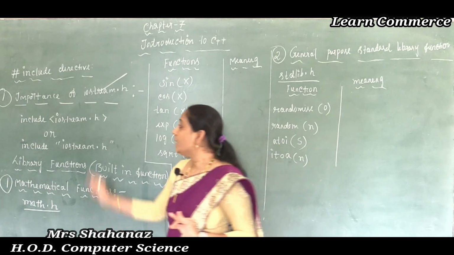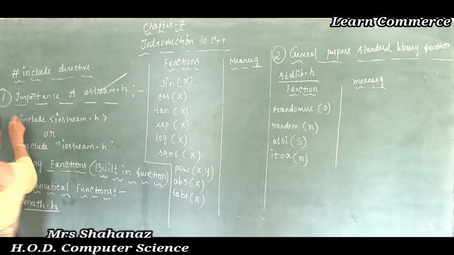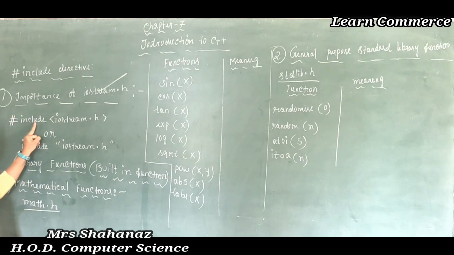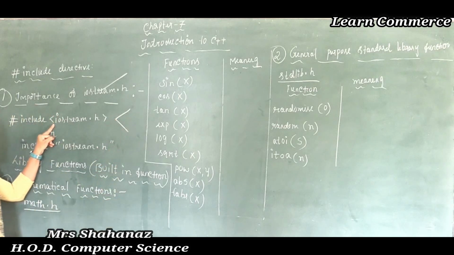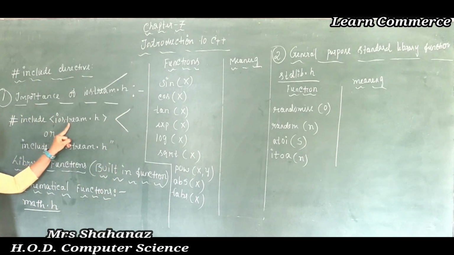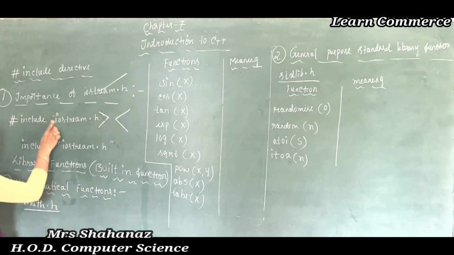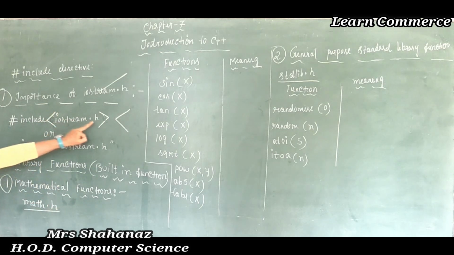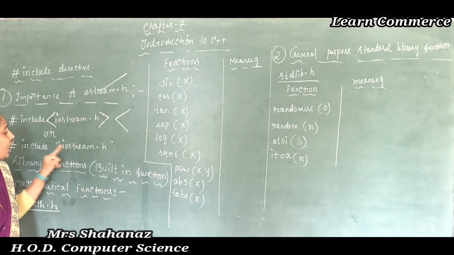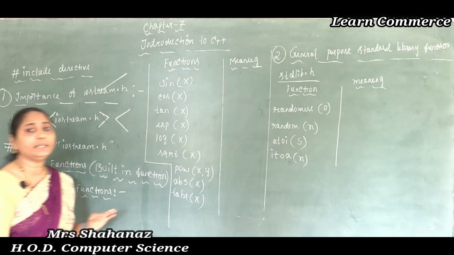So we can say that we can include the header file in the program in one of two ways. The first one is we write hash include, then open the angle bracket, and later write iostream.h and close the angle bracket. Clear this point here? Opening of the angle bracket and closing of the angle bracket. Otherwise you can write in another way, hash include, opening double quotation, iostream.h, closing double quotation.